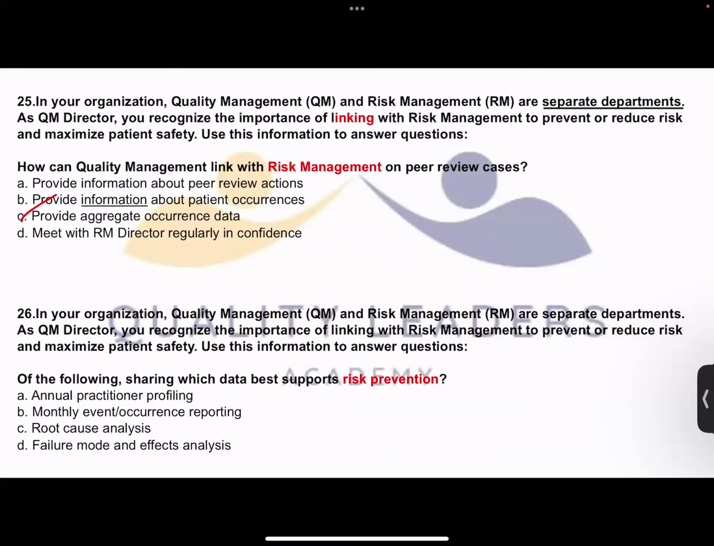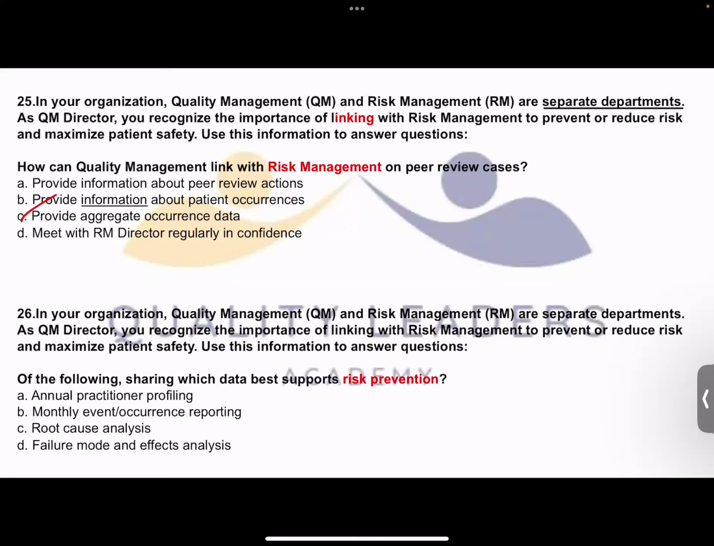Radha? FMEA. Yes, that's the correct answer. FMEA, because it is a proactive risk prevention tool that identifies potential process failures and their effects before they occur. For letter A, because profiling evaluates individual performance trends over time and it is retrospective, not proactive, preventing risk. For letter B, reporting is reactive.